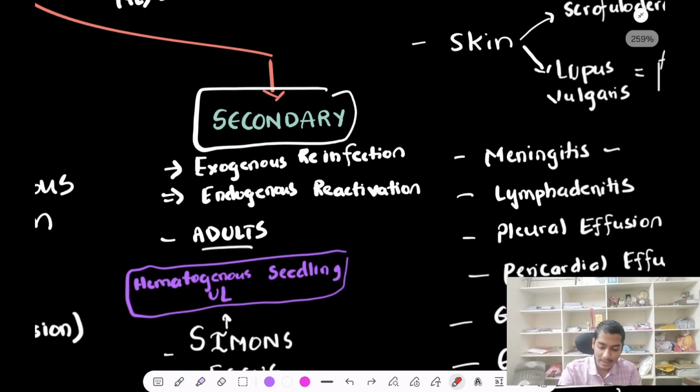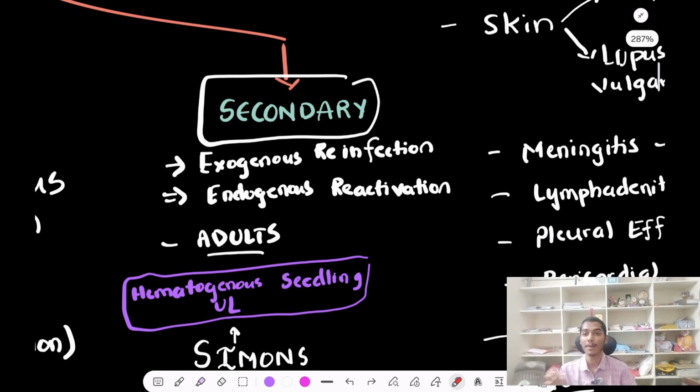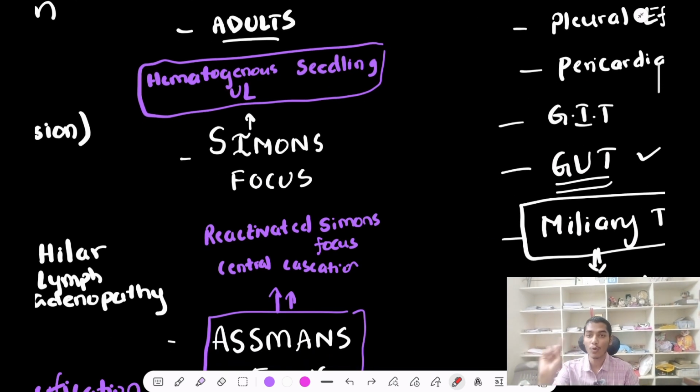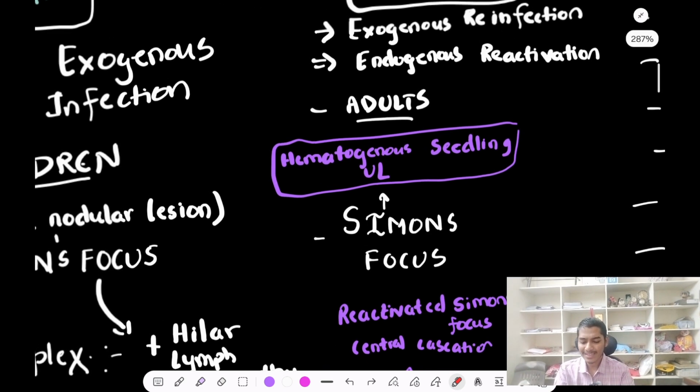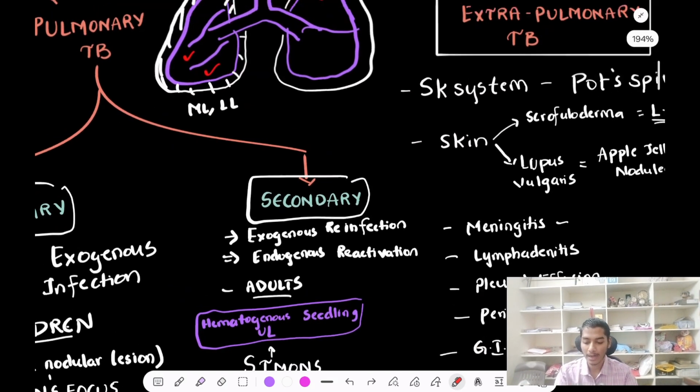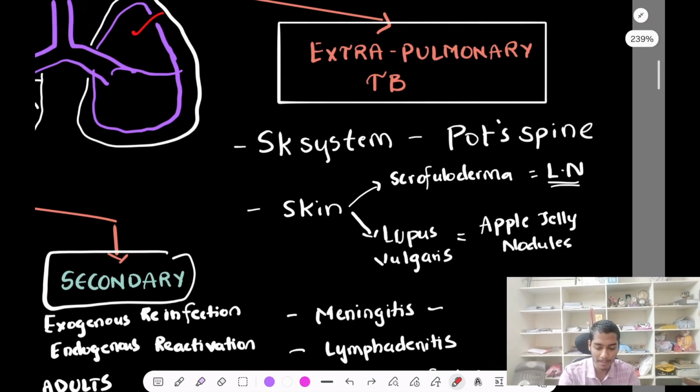Now let's discuss secondary pulmonary TB. It is the exogenous reinfection or endogenous reactivation of infection. It mostly involves adults, and we have Simon's focus as well as Assmann's focus. Simon's focus is hematogenous seeding in the upper lobe, and Assmann's focus is reactivated Simon's focus with central caseation. So this completes pulmonary TB. Now let us discuss extrapulmonary TB.